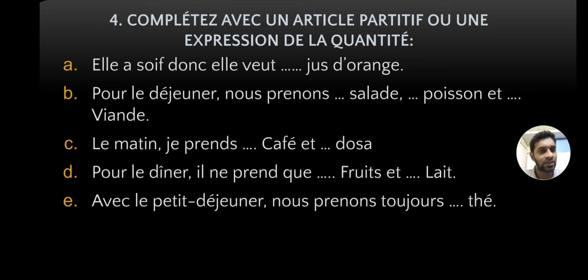So lait, you can see it's singular. It doesn't end with s, and it's masculine, and it starts with a consonant. We'll be using du lait. Okay, du. And what about fruit? Fruit ends with s, so it's plural. So we'll be using des.